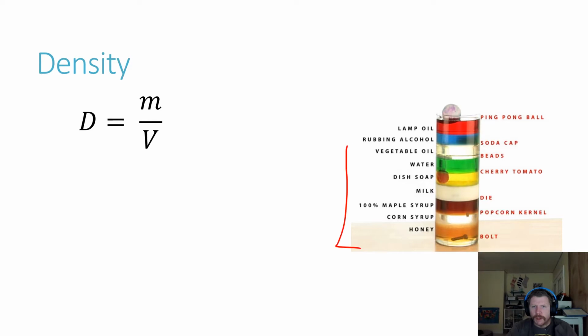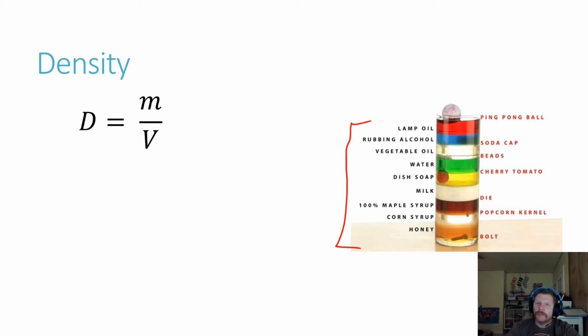cylindrical piece of glassware that has a number of different substances that are all pigmented and they separate based on density. At the very top, we have a ping pong ball. Ping pong balls are very light. They float on most any surface. That's because they are less dense than, well, the substance in which they're incubating.